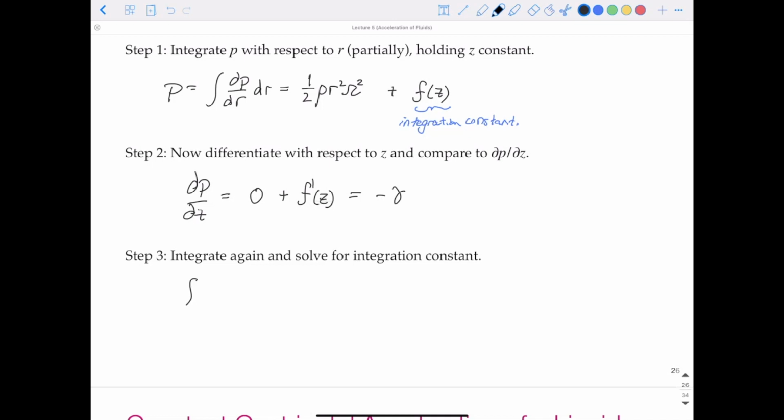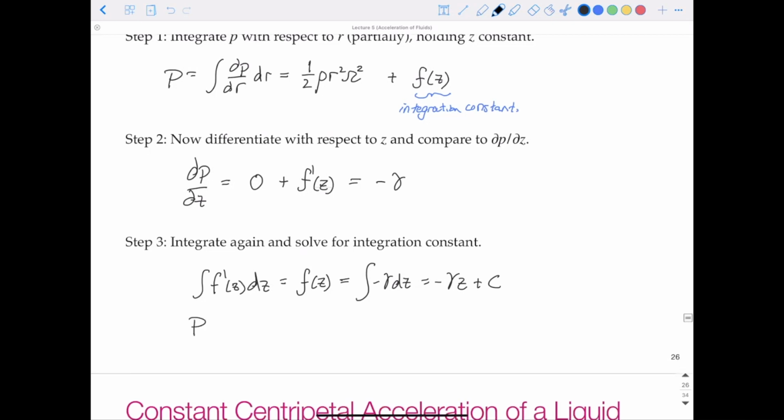So we can write the integral of f prime z dz is just equal to the function z. And if the function z prime is equal to negative gamma, we integrate negative gamma dz, which is equal to negative gamma z plus some constant c.